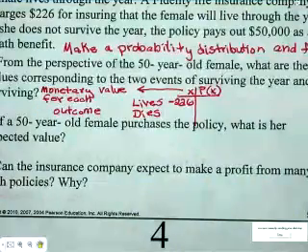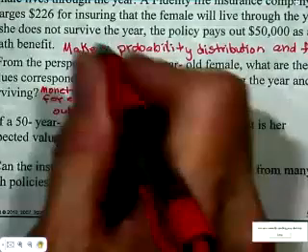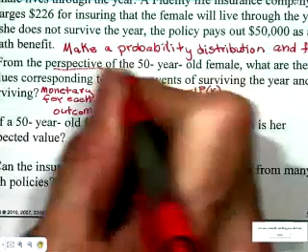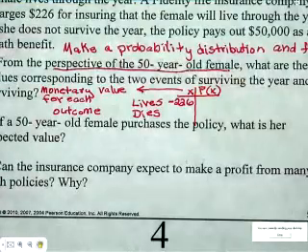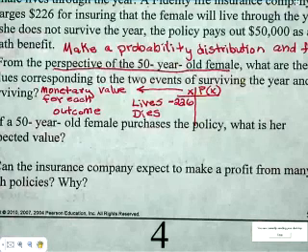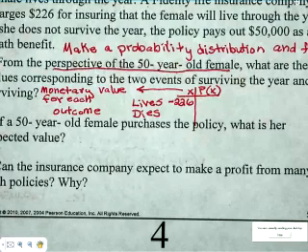Now, I only know this because this problem said from the perspective of the female. From her perspective, living has a negative monetary value. If it said from the perspective of the company and she lives, they would have made money. They would get to keep her 226. But since this says from her perspective, living is a loss of money that we're gladly give up.